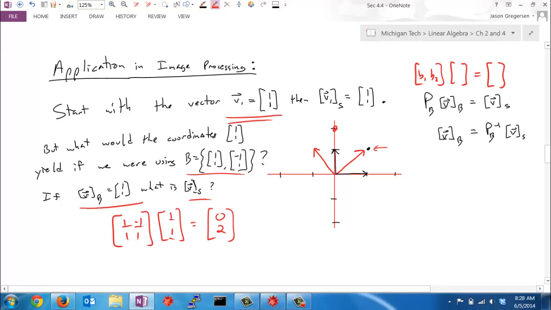So it's like if you're talking about these two directions, well then 1, 1 means this. If you're talking about these directions, then 1, 1 means this. Okay? Questions?